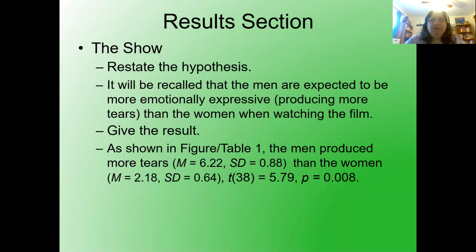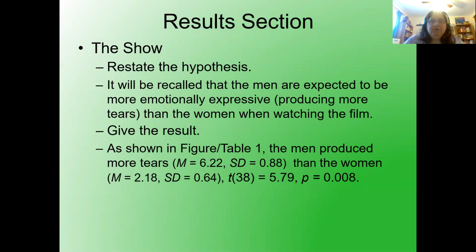It will be recalled that the men are expected to be more emotionally expressive, producing more tears than the women when watching the film. Okay, that was their hypothesis. And you can see that men versus women in this case is the IV, independent variable, and being more emotionally expressive is the dependent variable. Now we're going to give the result.